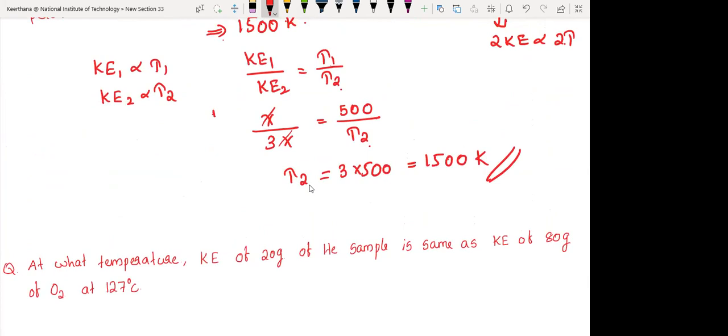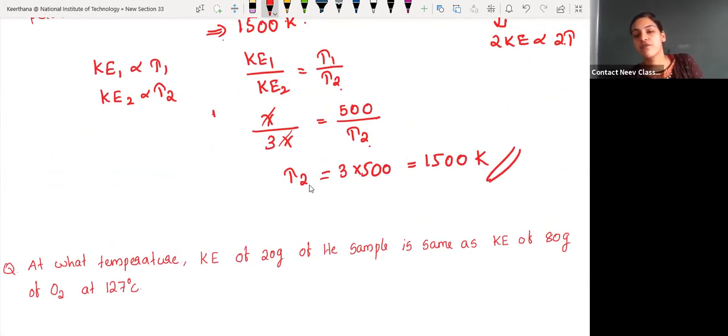Okay, next question. At what temperature is the kinetic energy of 20 gram of He sample the same as the kinetic energy of 80 gram of O2 at 127 degrees Celsius? Here the number of moles matters because they are asking for the kinetic energy of 20 gram of He sample. So you should consider the number of moles also. So what should be the answer?